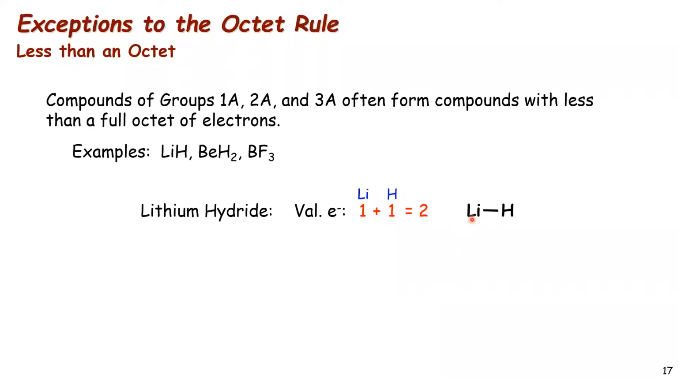Lithium's in group 1, 1 minus 1, so it's going to be 0. Hydrogen's in group 1, 1 minus 1, so it's 0. So there it is. They have formal charges of 0, so this is the most probable structure for lithium hydride.